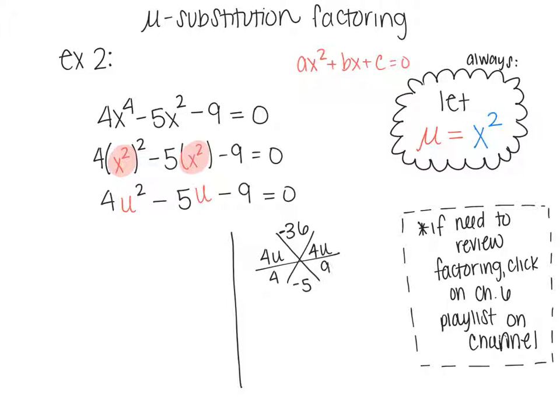Now I need 5 to be negative, so it's negative 9, positive 4. Going to reduce. So I will get u plus 1 for u minus 9. So that's my snowflake, people.